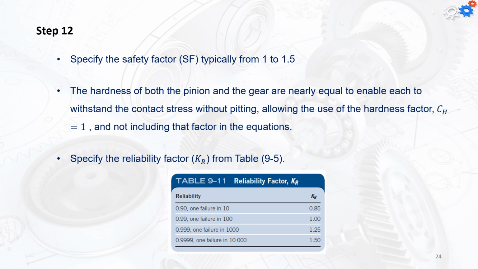So to specify the reliability factor is going to be the next step, and this can be done by using table 9.5. The value for the KR, or reliability factor, depends on the safety factor. For example, a reliability of 0.9, which is one failure in 10, is going to be 85, and it goes up to one failure in 10,000. I'm going to take it to be 1.5.